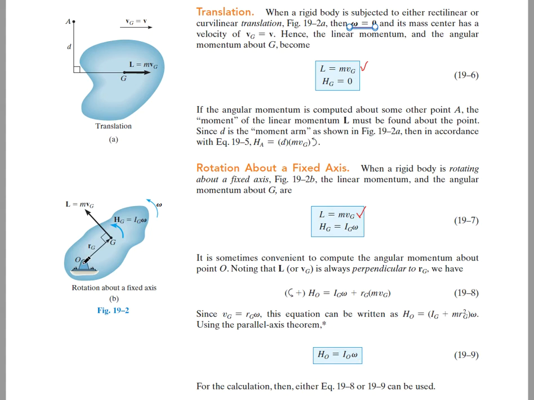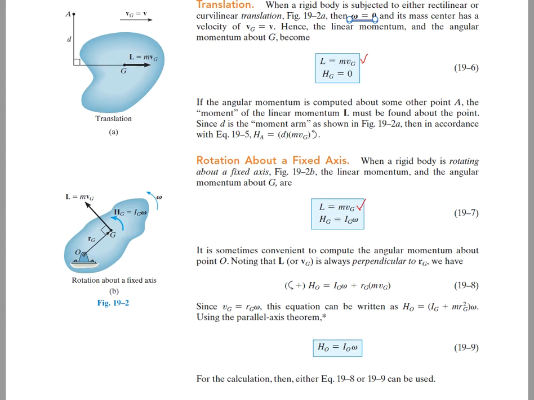We're talking about two-dimensional motion all the time. So it's going to be the moment of inertia of the body about the axis of rotation times omega. So as an alternative to using the equation for angular momentum about G, we use angular momentum about the axis of rotation.